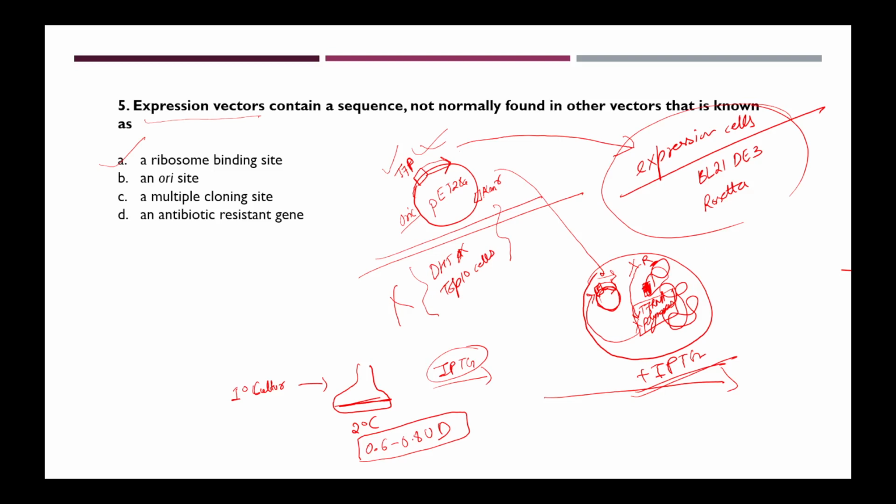Then we allow the induction to carry on, like 4 hours, sometimes 16 hours, sometimes 24 hours, different times of induction, so that our protein can overexpress. So can anybody tell why we do not add IPTG at the very beginning itself? Why do we allow them to grow to this particular OD?